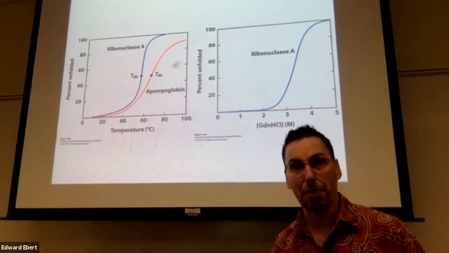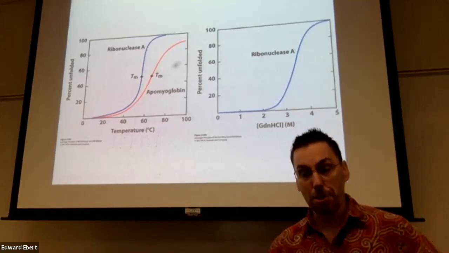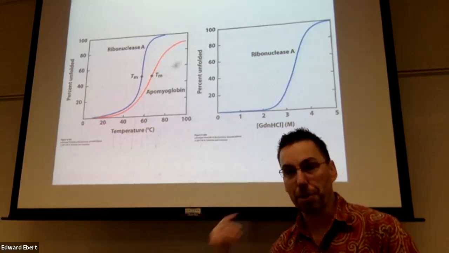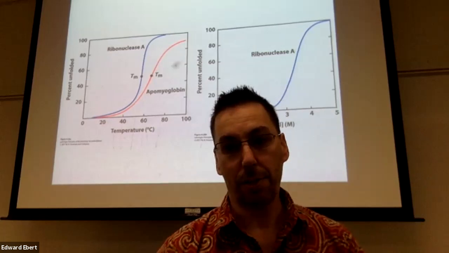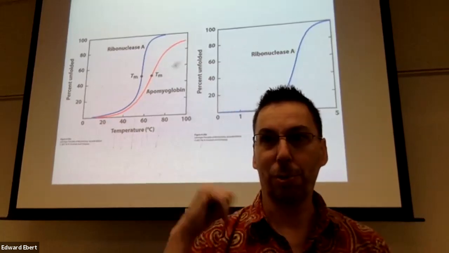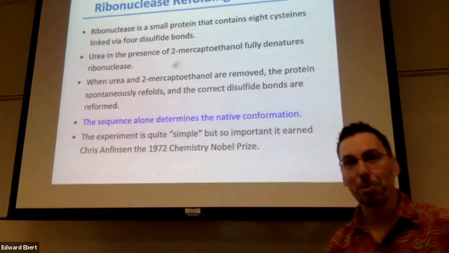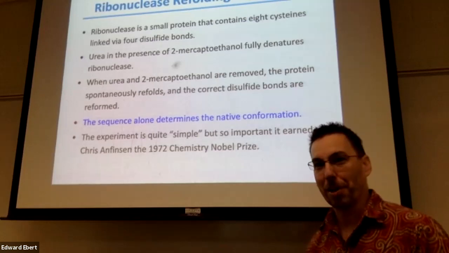So we're basically just intercalating our guanidinium ions into the protein, which is disrupting the hydrogen bonds and eventually causing it to fall apart. Okay? All right. So here's the cool thing. We got ribonuclease in both of these, right? So there was a very simple experiment, incredibly simple, and it won a Nobel Prize.